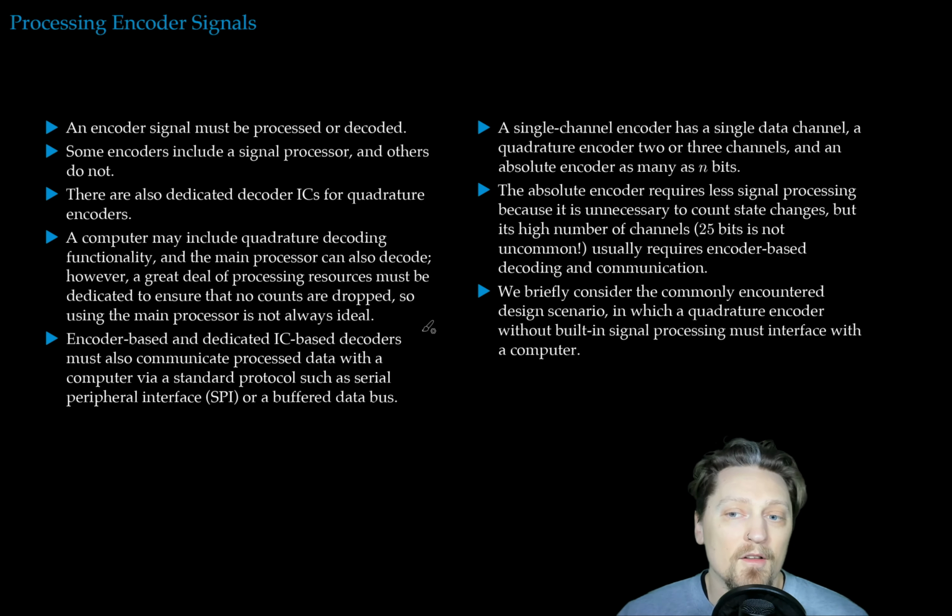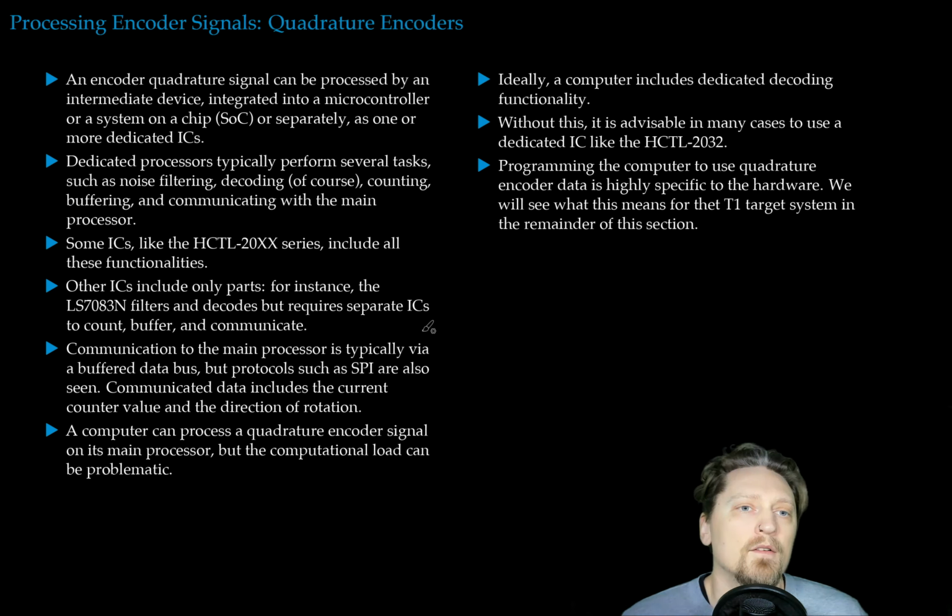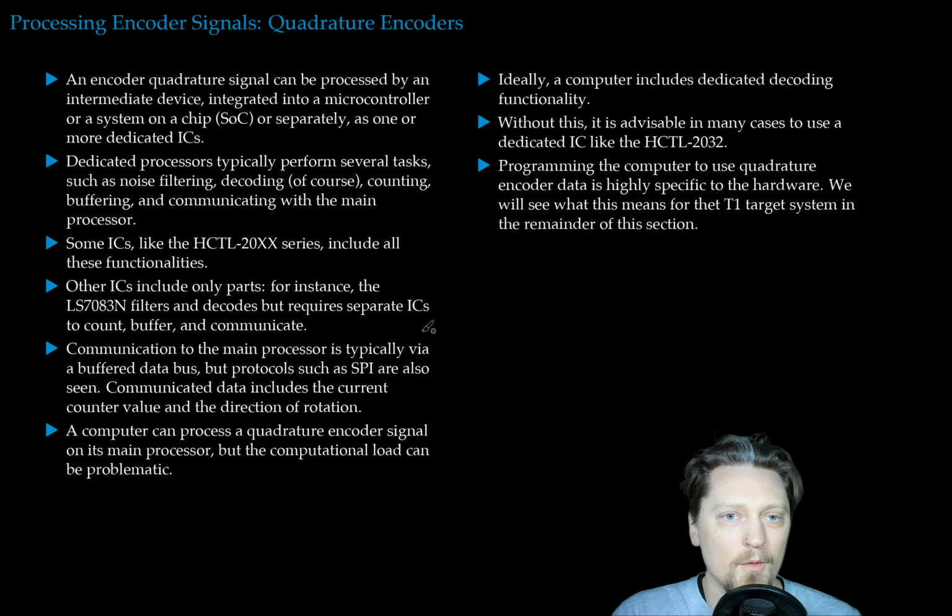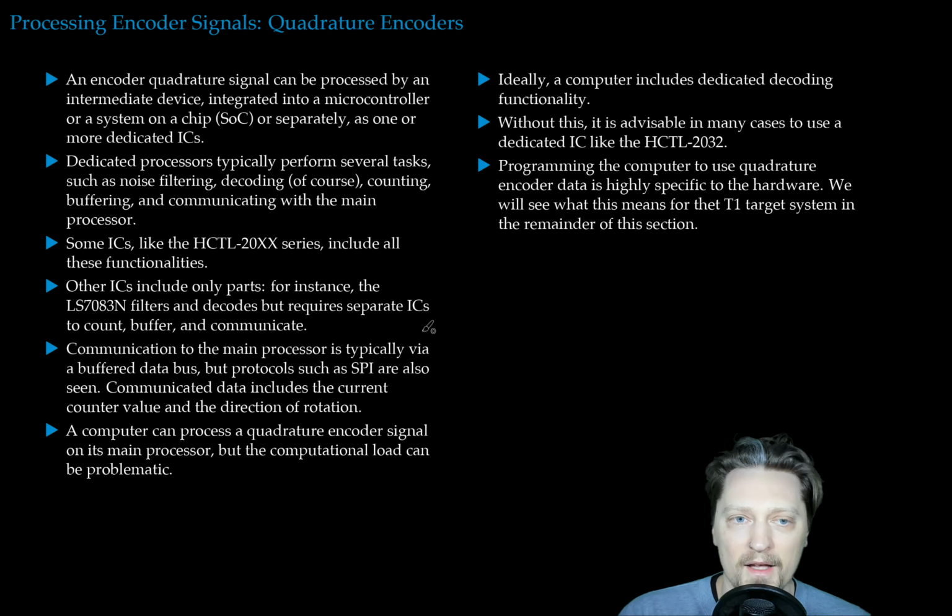We briefly consider the commonly encountered design scenario in which a quadrature encoder without built-in signal processing must interface with a computer. So, processing quadrature encoder signals. An encoder quadrature signal can be processed by an intermediate device integrated into a microcontroller or system on a chip, SoC, or separately, as one or more dedicated ICs.